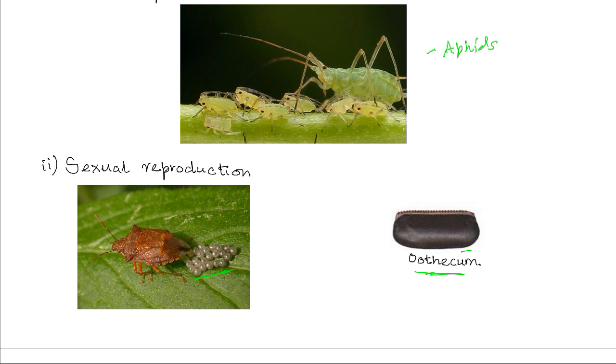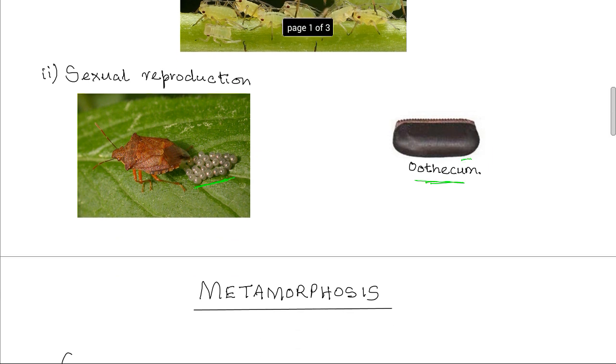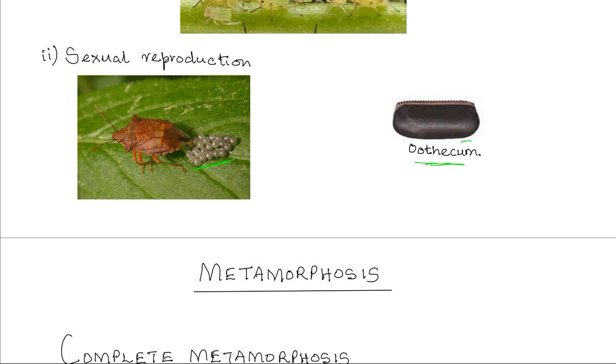After the laying of eggs and hatching, the young insect then undergoes growth in the form of metamorphosis. So growth and development in insects occurs through metamorphosis. Now, what is metamorphosis? This is a pattern of growth and development that involves transformation in the shape from one stage to another until maturity is attained.